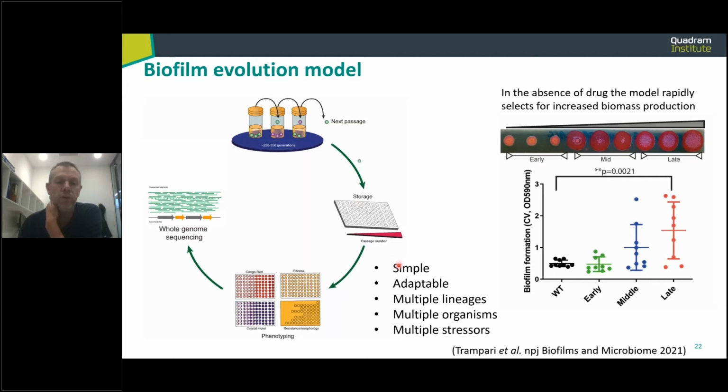It's a very simple model. It's very adaptable. The beads can be made of whatever you want. You can have the media with whatever you want. You can do whatever growth conditions. You can run lots and lots of these in parallel. You can do it in any organism you like. And you can change whatever the stress is. You can have a constant stress, an escalating stress, whatever. And so we use this model quite a lot to understand biofilm evolution.